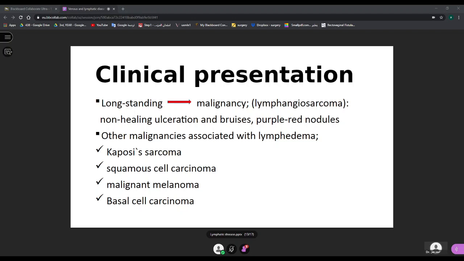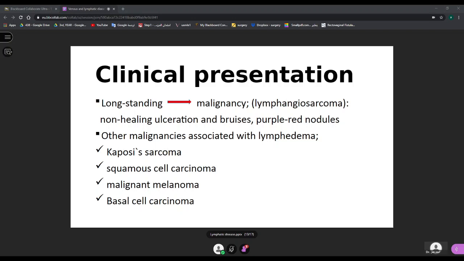Now, one of the most important complications that you can get in lymphedema is malignant transformation. In any patient who has long-standing lymphedema, if the patient develops a pinkish or bluish nodule with a short onset, then you have to suspect malignancy. You have to take a biopsy from that swelling to rule it out. This sort of malignancy which you encounter on top of lymphedema is known as lymphangiosarcoma.